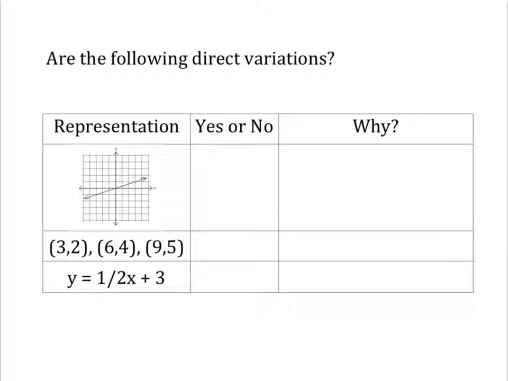So seeing what you've seen in these notes so far, I would like for you to determine if the following are direct variations. So you're going to look at the representation, so either the graph, ordered pairs, or equation. Tell me yes or no, and then also tell me why yes or why no.